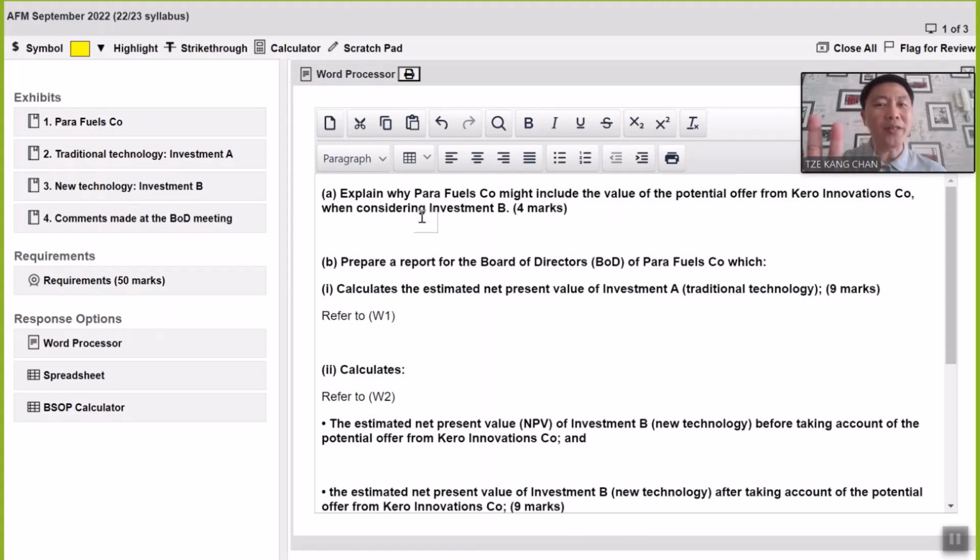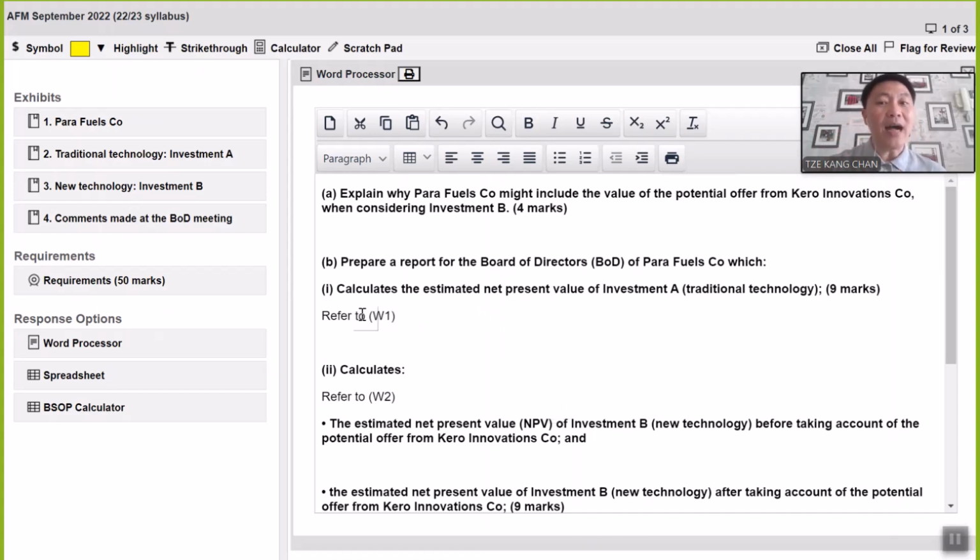Let's set aside a moment to figure out what exactly the offer is. Then only will you be able to talk about the reasons for including this in the investment appraisal. The focus in this part of the video is mainly on part B, which is to calculate the net present value. Looking at the two parts of the requirement, we have to derive the net present value for investment A as well as for investment B. It is B that will be discussed in further detail in this part of the video.